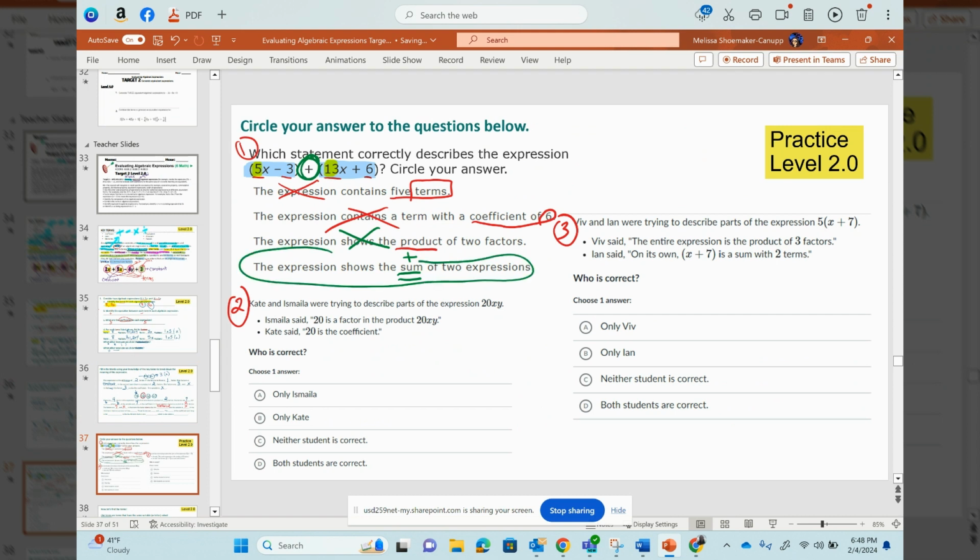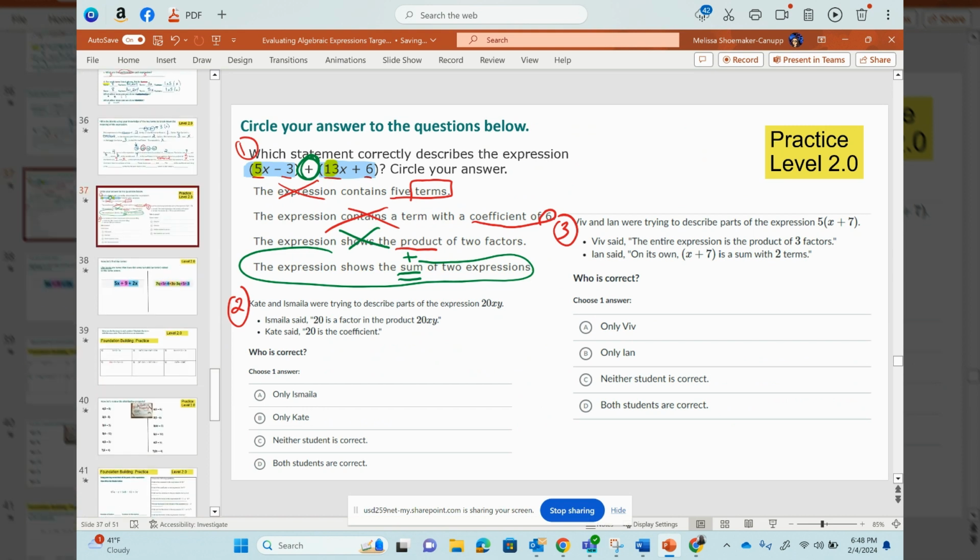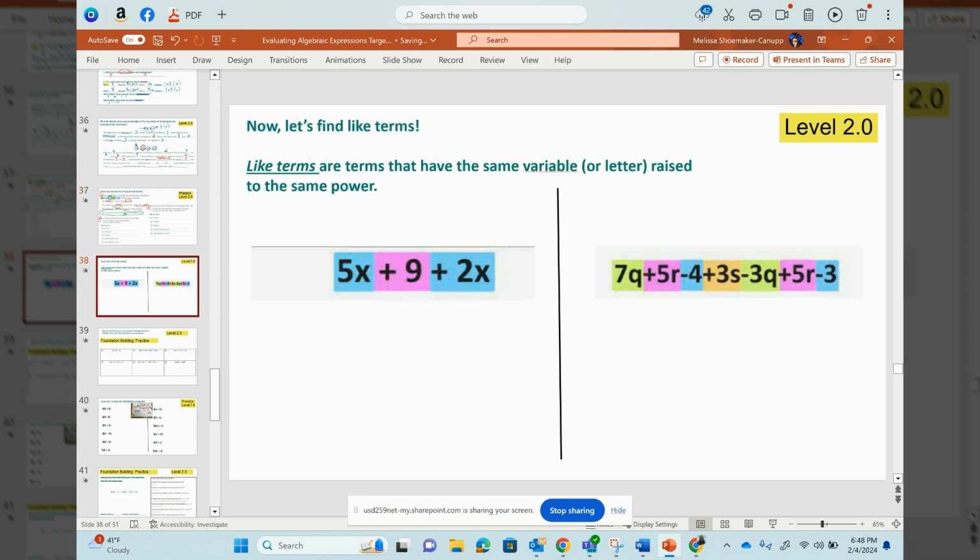Now I want you to process these last two just like I did. Take your time, raise your hand, and let me check. Pause the video because I'm going to keep going and show you one more main idea that's foundational.